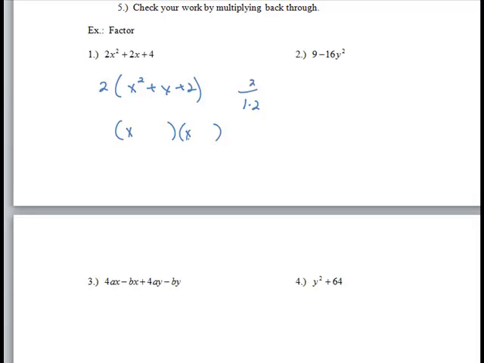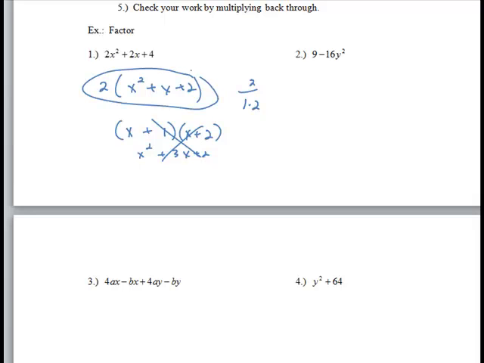So we set it up. x and x in the first binomial, 1 and 2 as the second terms in the binomials, and the signs must be plus and plus. However, when you check yourself here, FOIL back through, it gives us x squared plus 3x plus 2, which obviously is not what we want, so it does not check out.